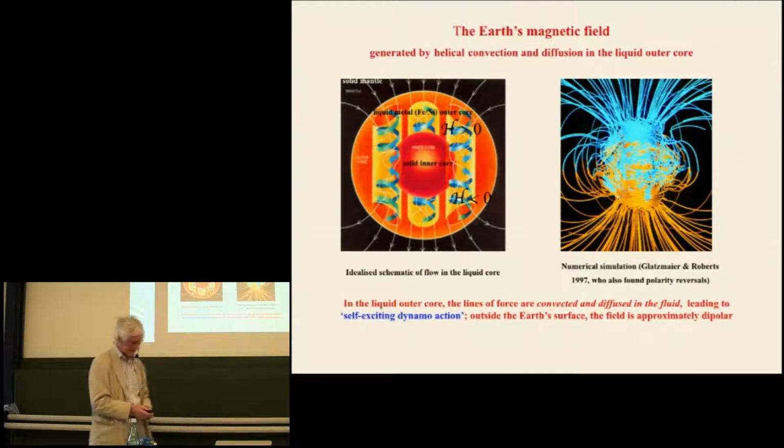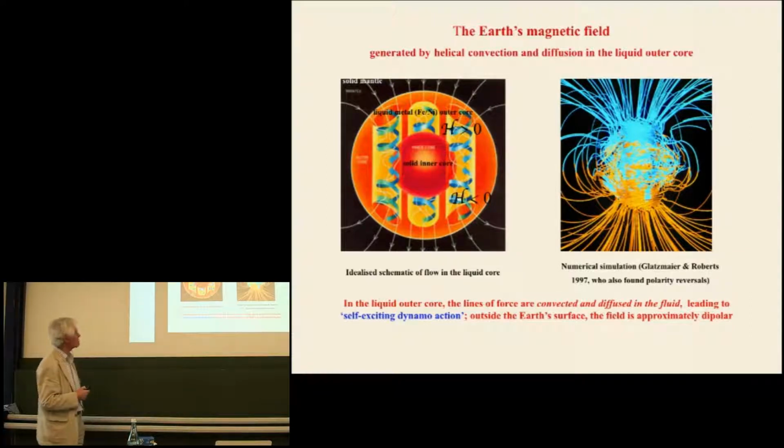I show you here the Earth's magnetic field. This is not the velocity field, but here is the Earth. We're out here on the surface, and this is actually the liquid core. The surface is much further out, I'm sorry. This is the liquid core, and this is the solid inner core. And in this liquid region, you have convective flow, convective motion, very much influenced by the Coriolis force, by the fact that the Earth is rotating.